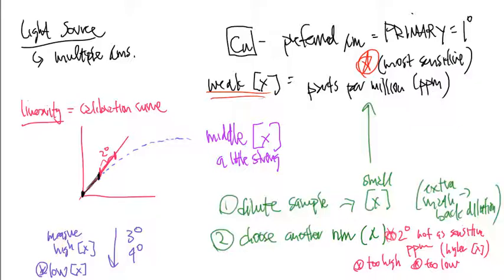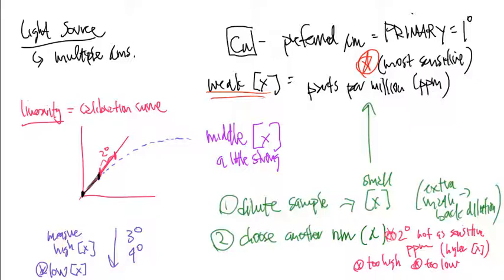So primary wavelength is typically what's preferred. Primary wavelength is the most sensitive. Primary wavelength will allow me to go to really low concentrations and do my work. But secondary, tertiary, quaternary, and on up is present. And it's there for you if you need to use it. And the reason you would use it is because you have gotten samples that are more concentrated than what the primary can handle.